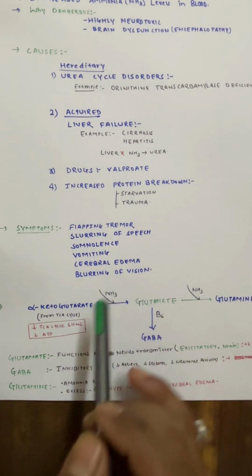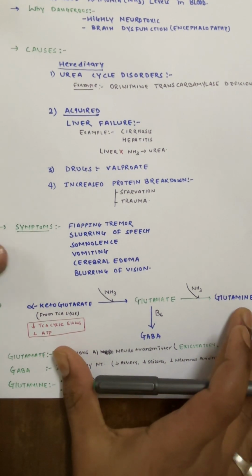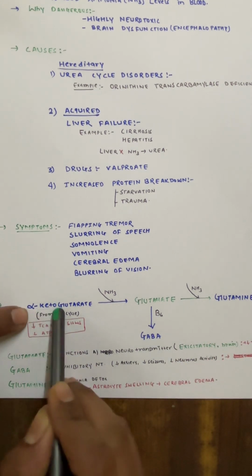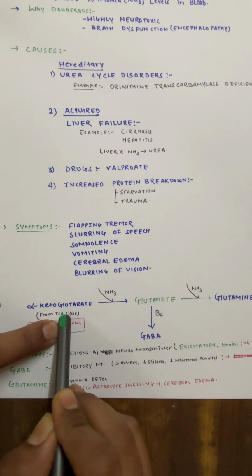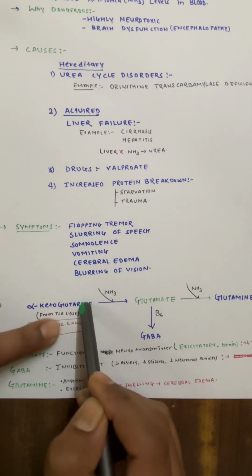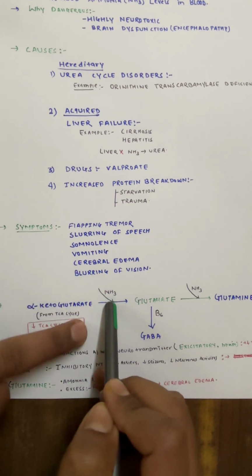Now after knowing the symptoms, I'll explain these 3 steps. It's very important, just pay attention. Alpha ketoglutarate: we get alpha ketoglutarate from the TCA cycle, the Krebs cycle, right? So alpha ketoglutarate is mixed, and NH3 comes over here.